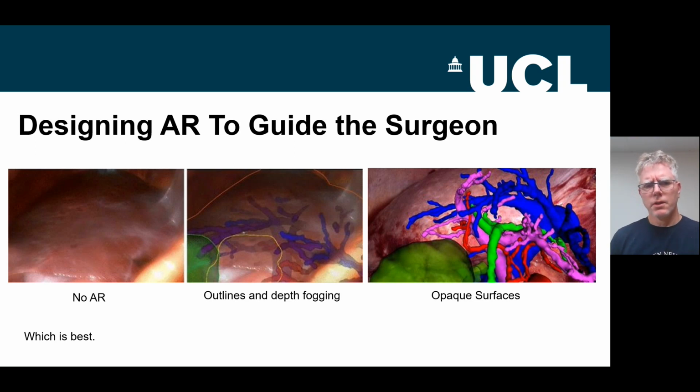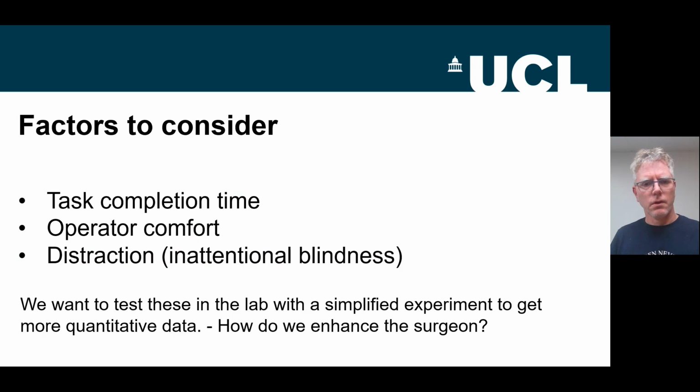So the question is, which of these methods is best? Which is going to have maximum impact on surgery performance times, side effects, etc. So we're trying to set up a research program looking at how we can measure this sort of stuff in the lab and use those different design decisions to come up with the best way to design an augmented reality system for surgery.